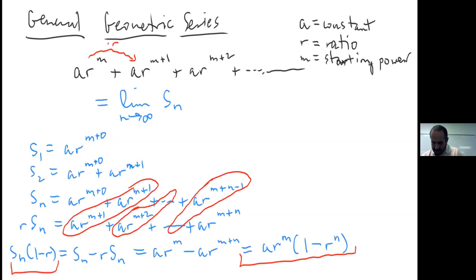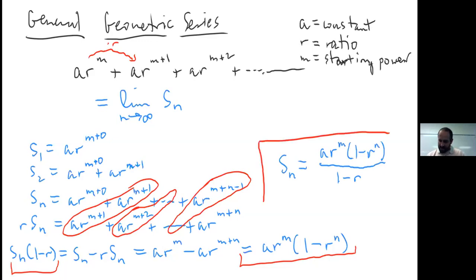Let's write it down. I'll write it down right up here. Sn equals AR to the M times 1 minus R to the... Oops. Help me out here. R to the what? Yeah, that's really important. All over 1 minus R, okay? There we go. And we arrived at that just by some algebraic manipulations that were exactly in line with what we did with those first two concrete examples. Okay?